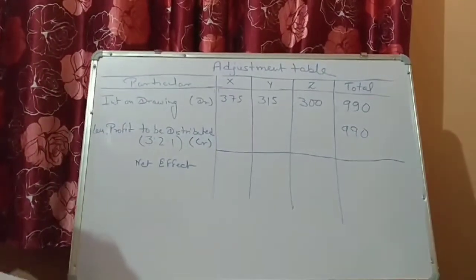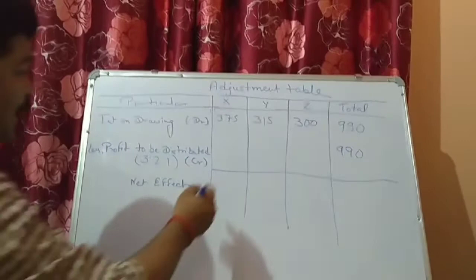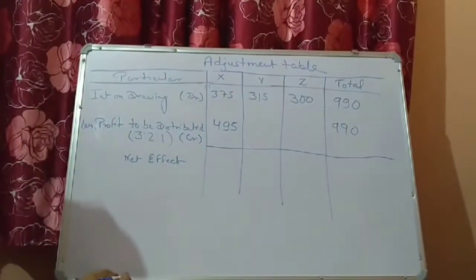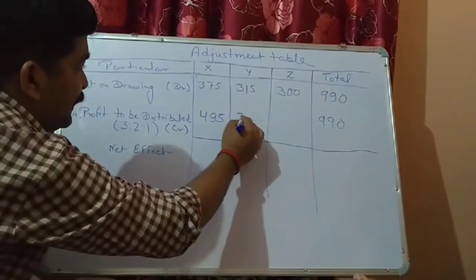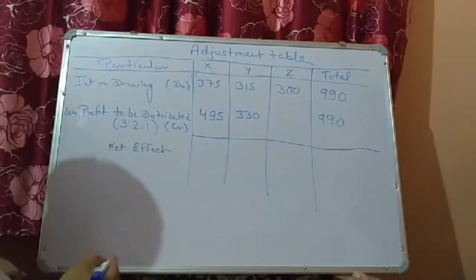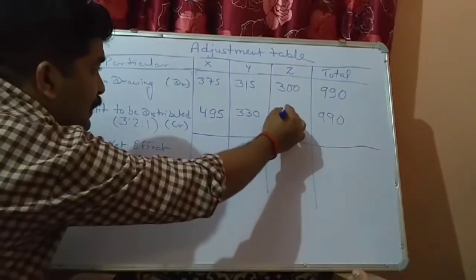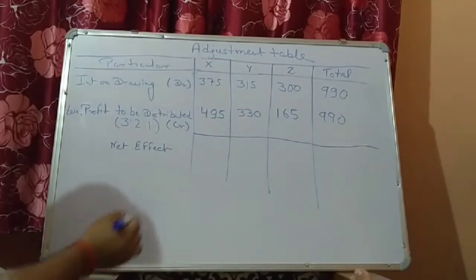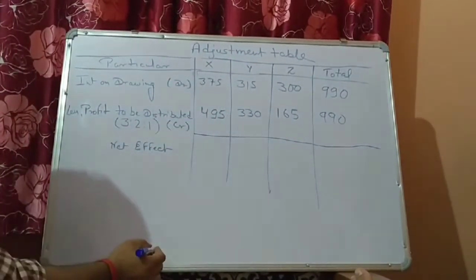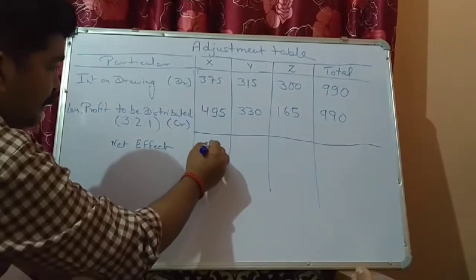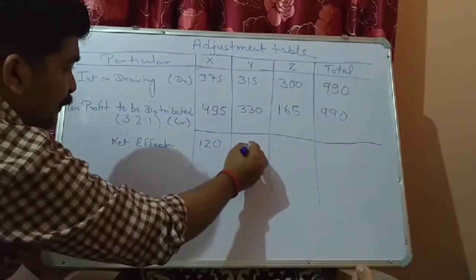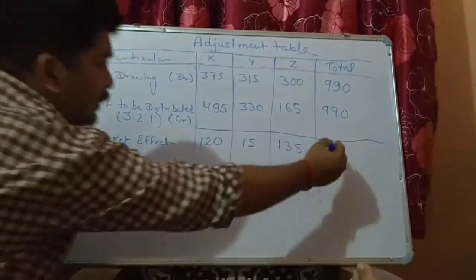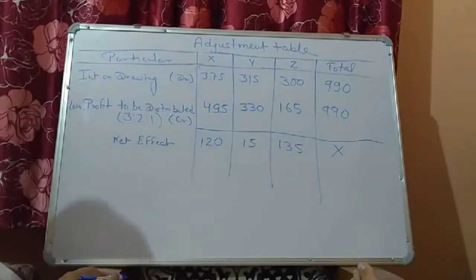When we distribute this 990 in the ratio of 3 to 1, we will get 495 for X, then for Y it's 330, and for Z it's 165. Now we will make the adjustment. We will calculate the net effect. You will get 120 here, 15 here and 135 here, and here the total will always be 0.